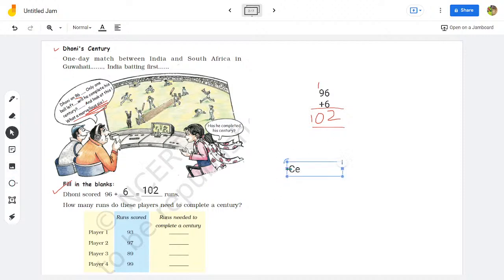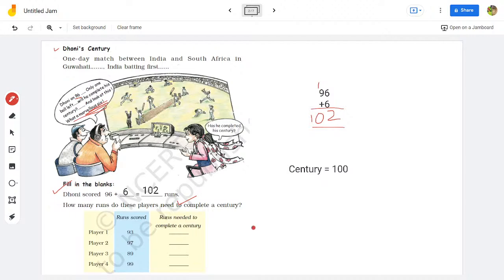Because in a century we have 100 as our number. One century means 100. So over here Dhoni has scored more than 100 runs. That means he has completed his century.